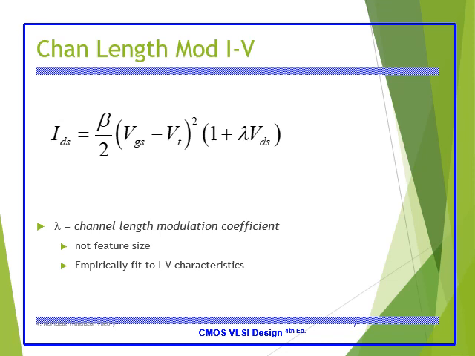Next, channel length modulation of the IV characteristics. IDS, the drain to source current, is equal to beta by 2 times VGS minus VT the whole square, times 1 plus lambda VDS. VGS is the gate to source voltage, VT is the threshold voltage, and VDS is the drain to source voltage. Then lambda is the channel length modulation coefficient. It is not a feature size and is empirically fit to IV characteristics.